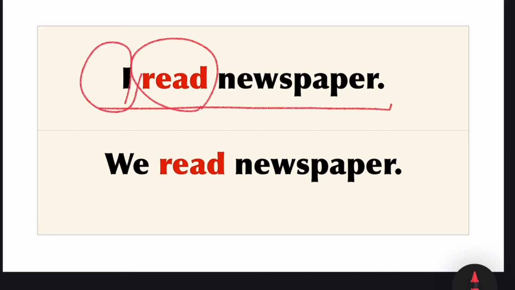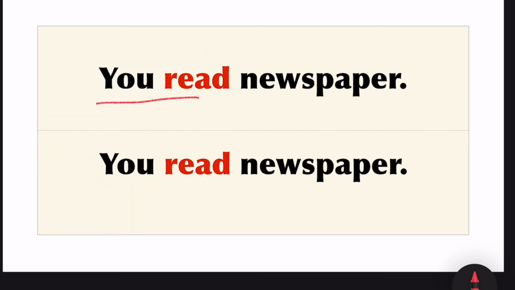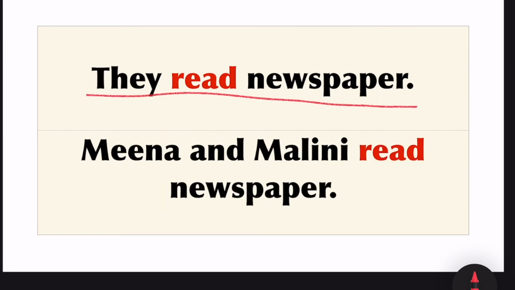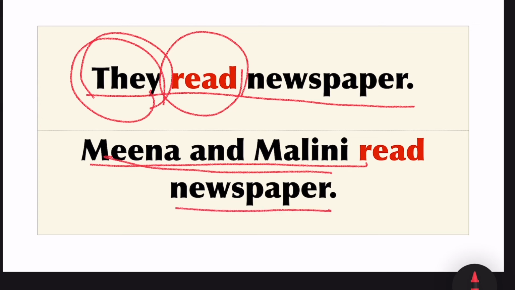I is a subject and read is a verb. We read newspaper. I is a singular subject and we is a plural subject. You read newspaper and again you read newspaper. You acts as singular as well as plural subject. They read newspaper. They is a plural subject, read is a present tense verb. Instead of they, we have used Meena and Malini, two girls' names. Meena and Malini read newspaper. There is no change in the verb for all these subjects.